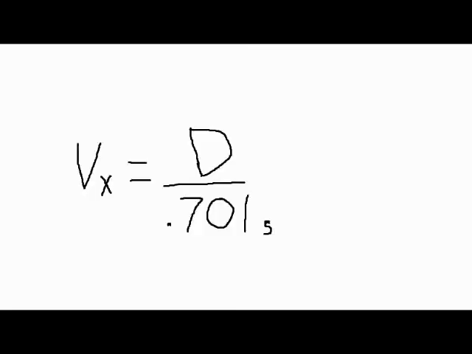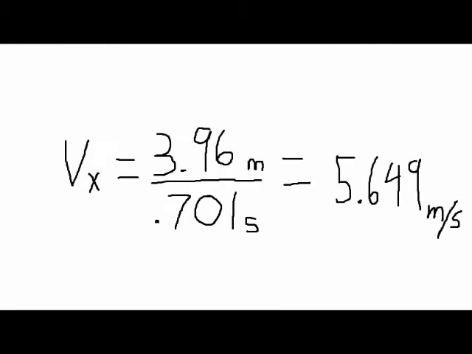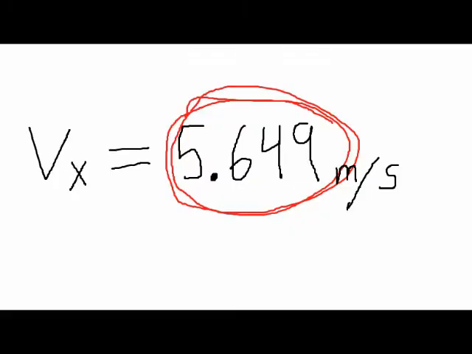Now, we were able to measure Jonathan's distance that he jumped, and it came up to about 13 feet, which, if you translate that into meters, would be about 3.96 meters. So then you're able to substitute 3.96 meters in for the distance in your horizontal velocity equation, and that looks like this. And then once you solve it, it comes out to 5.649 meters per second.